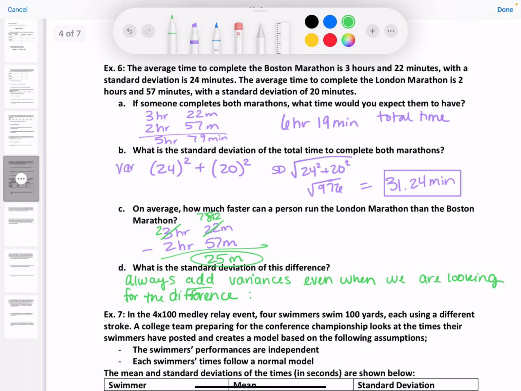So it would be the square root of 24 squared plus 20 squared, which is 31.24 minutes. So it's actually the same.